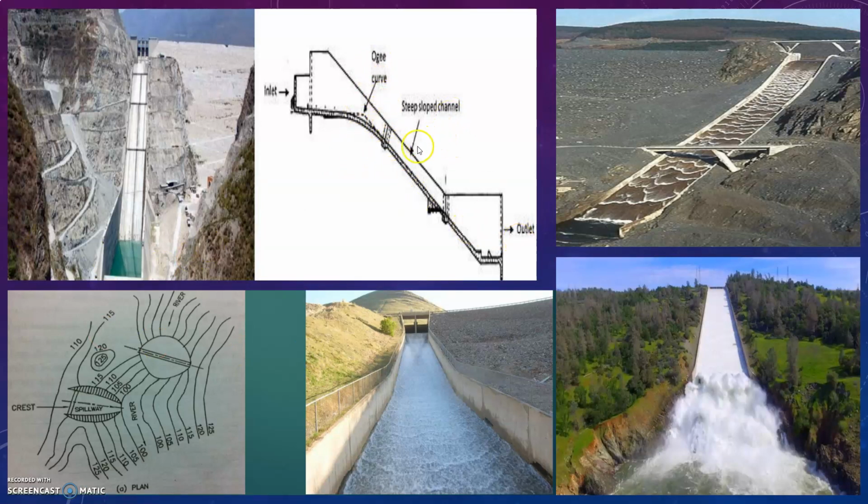Outlet, steep slope channel. Here you can see it is a very steep slope channel. Here also it is very steep. You can see here also steep slope. So this is about chute spillway.